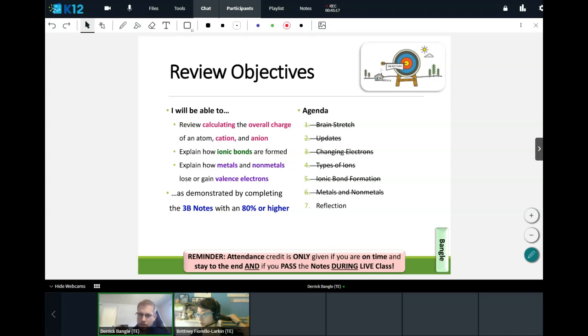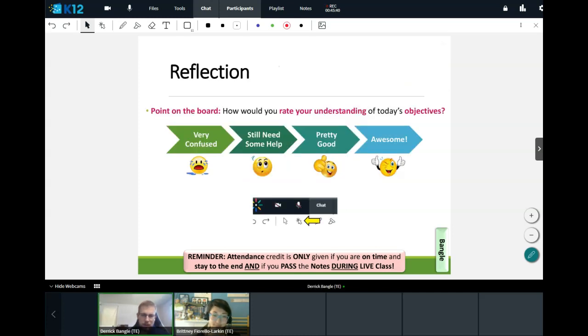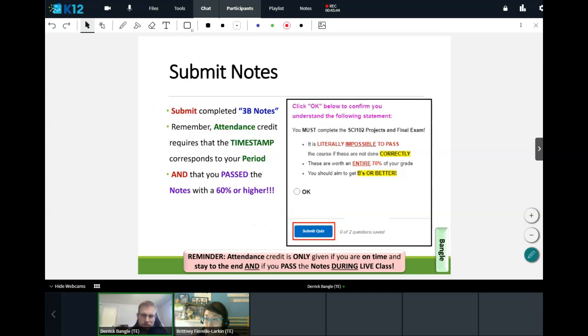All right, guys, great job with today's lesson. We reviewed how to calculate the overall charge on an atom being a cation or an anion. We also learned what those meant again, and we explained how ionic bonds are formed, kind of just like passing a ball between you and your friend, and then explaining how metals and nonmetals lose or gain valence electrons. All right, we're just going to skip that for now because we're short on time.